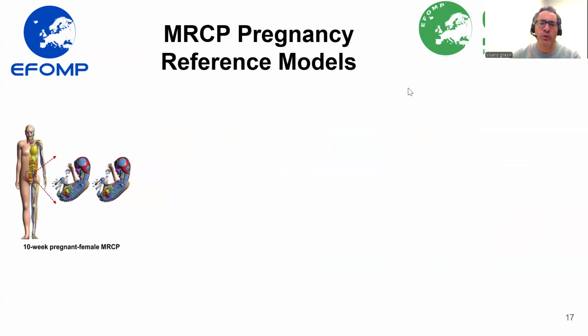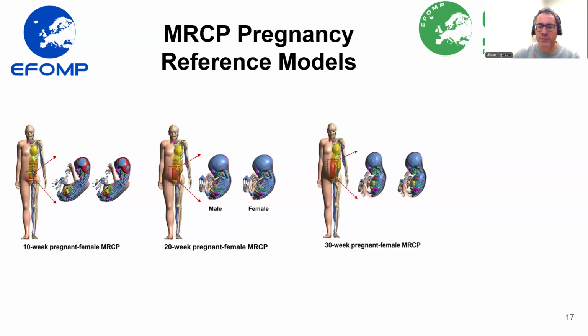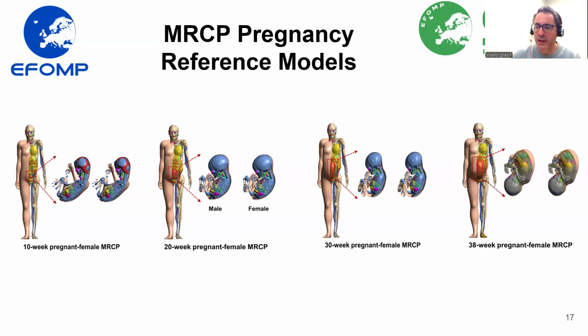Also, pregnancy reference models with mesh phantoms are of interest for ICRP, and ICRP is working to provide this mesh reference phantom for different parts of the pregnancy period. So here at 10, 20, and 30 weeks of pregnancy for the female phantom, and you can see the detail that we can obtain also for the fetus and the baby, and we also take into account the possible upside-down geometry of the newborn at the end of the pregnancy period.